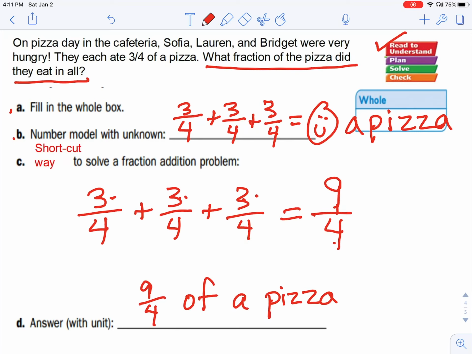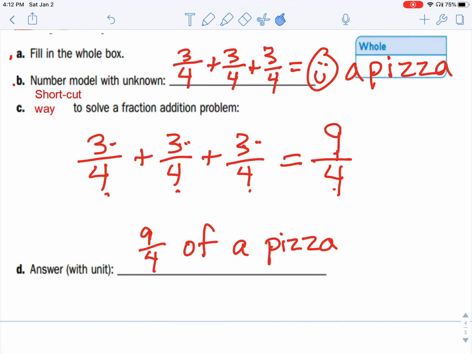And this pattern is so important. When you add fractions with like denominators, you just add the numerators and the denominator stays the same. Excellent. And let's go ahead and take it even one step further. 9/4 of a pizza, let's convert that into a mixed number. We'll practice this more later, so don't worry.